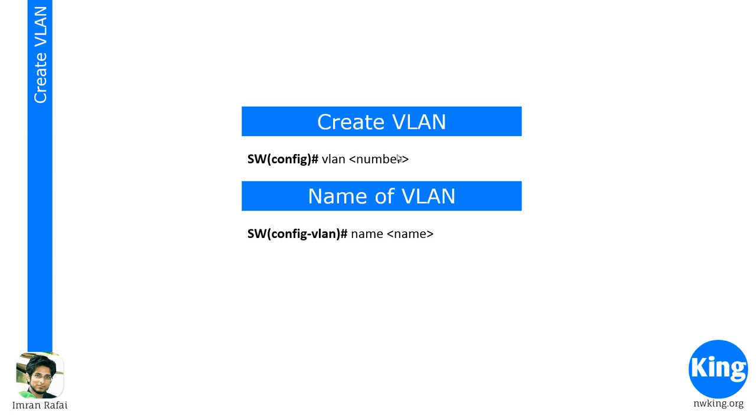You just say VLAN and give a number, and you can change the name of that VLAN by saying name and giving a name, whatever name you want. And then do not forget to exit. Type the command exit to apply those changes to your VLAN database.